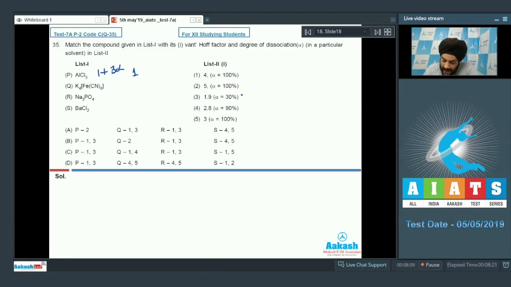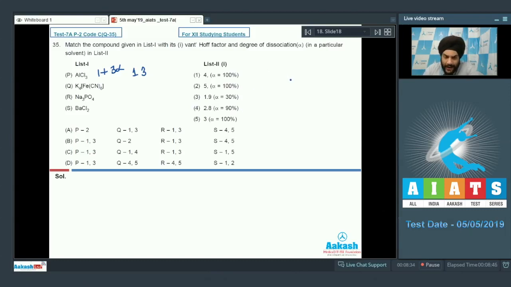If the value of alpha is 30%, so alpha is 0.3, so 3 will also be a match, students. If you talk about alpha is 90%, which is 0.9, it will be equal to 3.7. So it is not a match. So we have 1 and 3 as the correct match to option P.